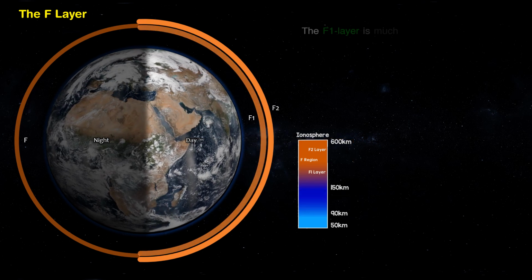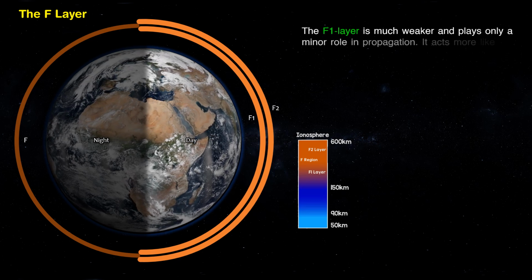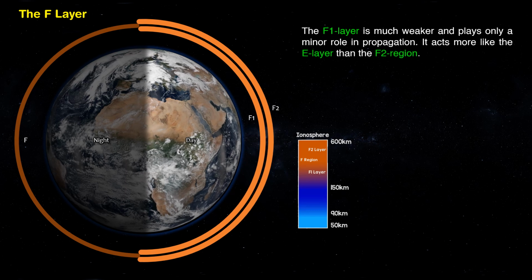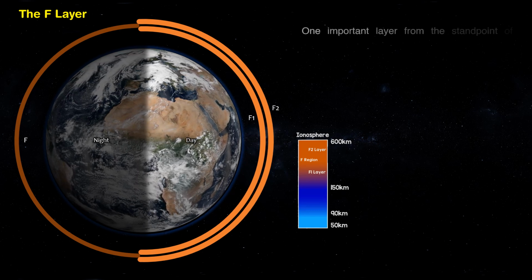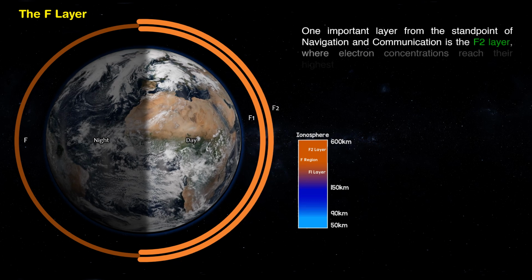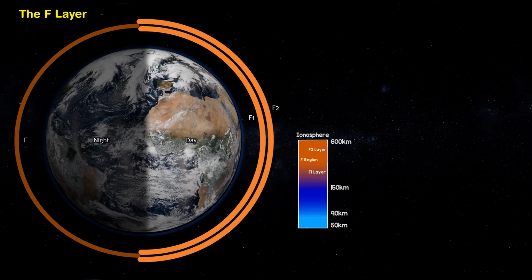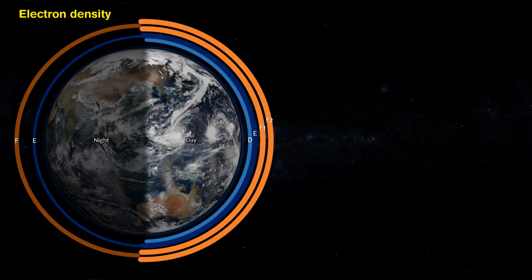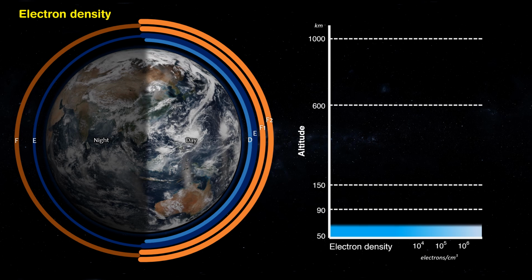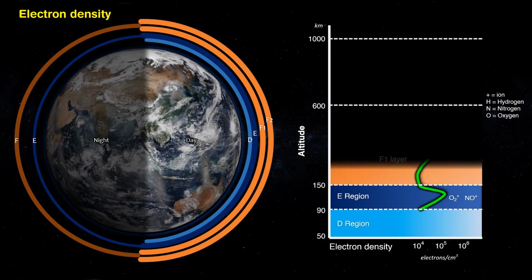The F1 layer is much weaker and plays only a minor role in propagation. It acts more like the E layer than the F2 region. One important layer from the standpoint of navigation and communication is the F2 layer, where electron concentrations reach their highest values. Electron density. D region, E region, F region.